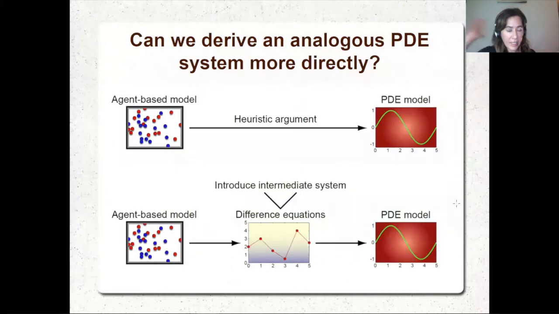Okay, so that was taking the model in a heuristic way, taking the agent based model to a PDE, but this is not always possible, and it's not always easy to do that. If we also want to put in some rigor, what we can do is perhaps have this intermediate step of having a set of difference equations. So I want to quickly show you how we would develop the difference equations for this particular model.